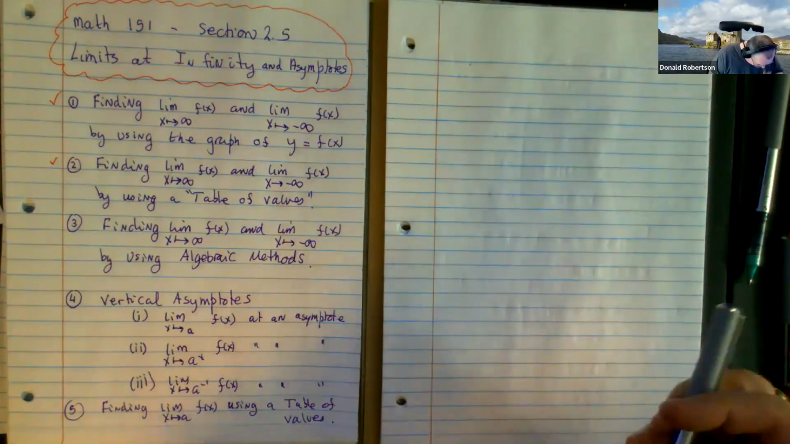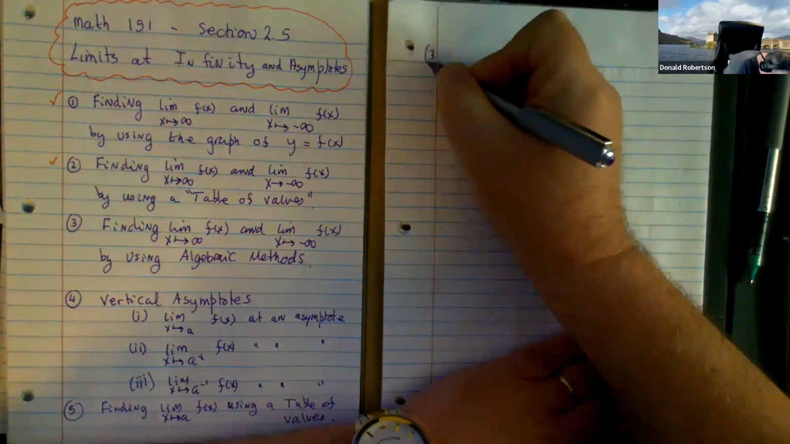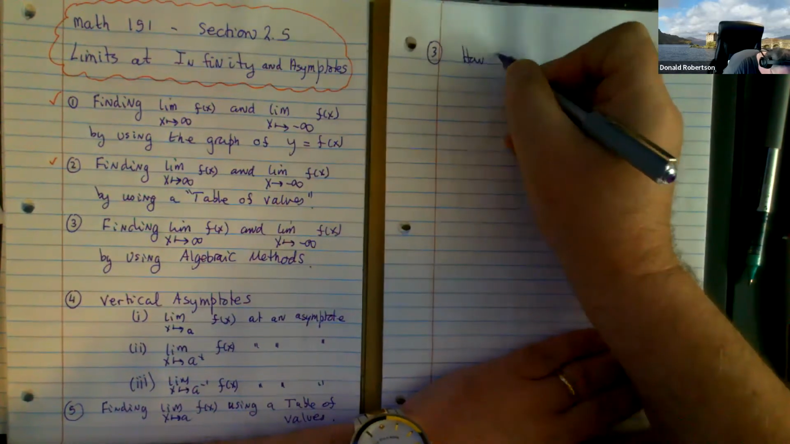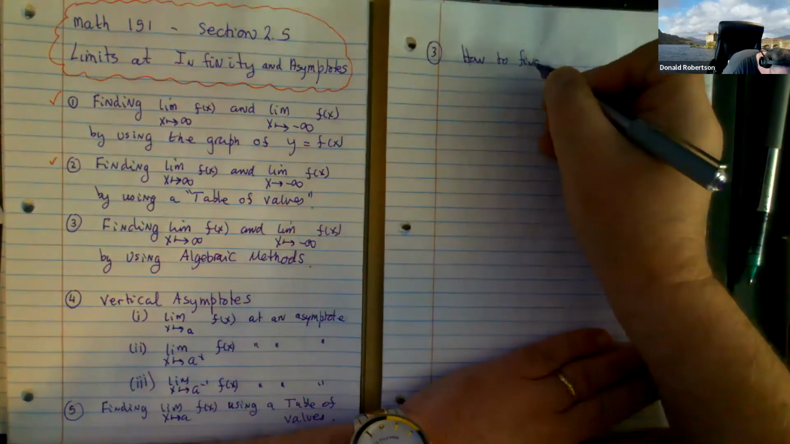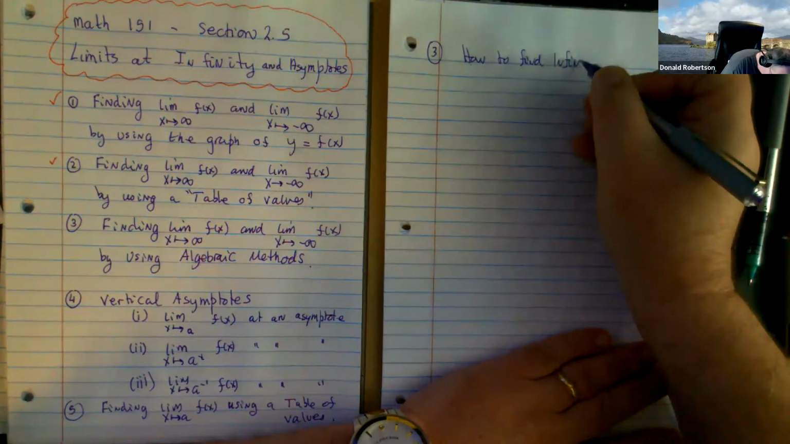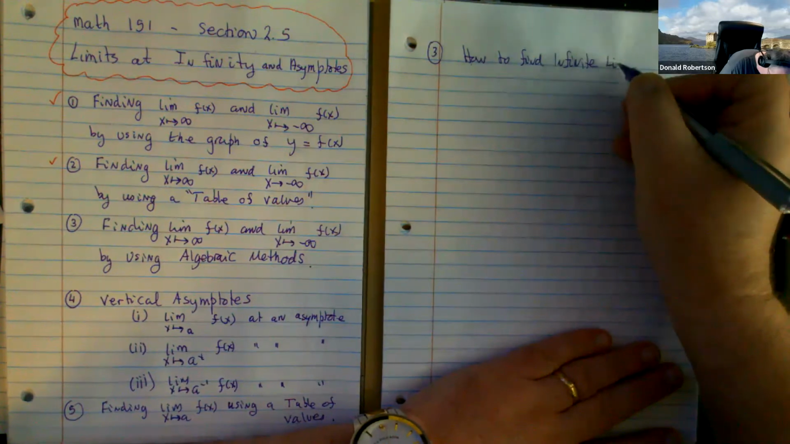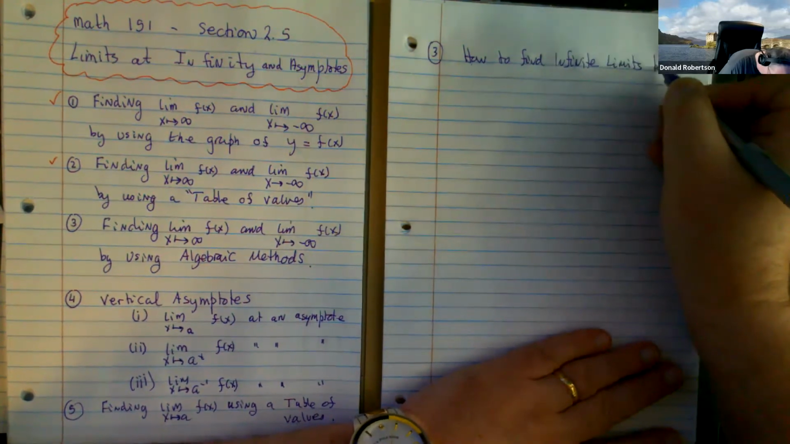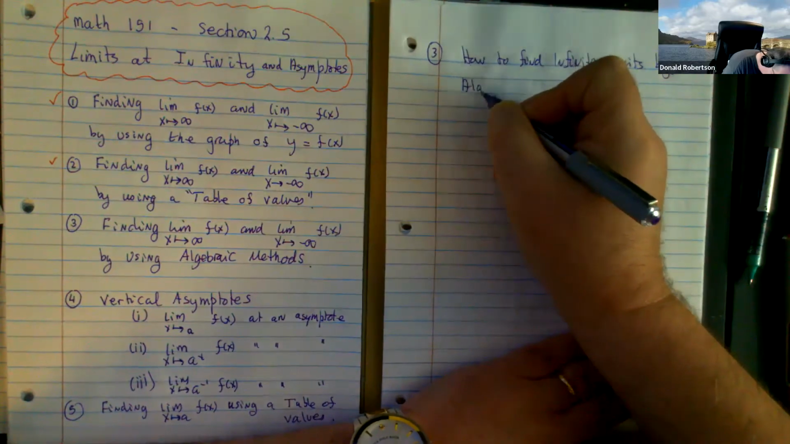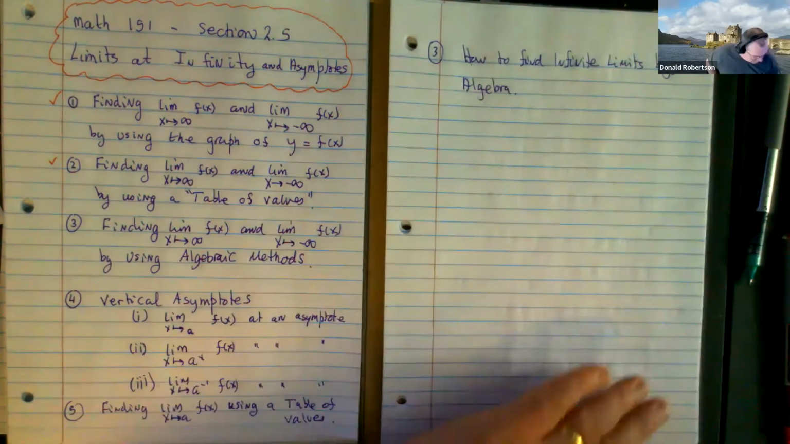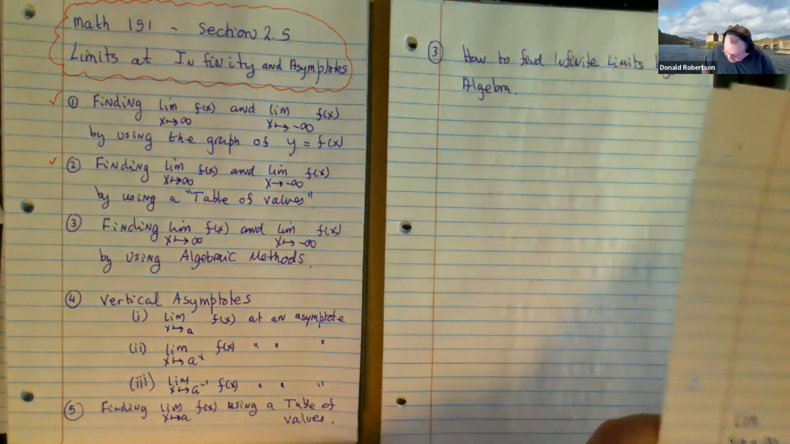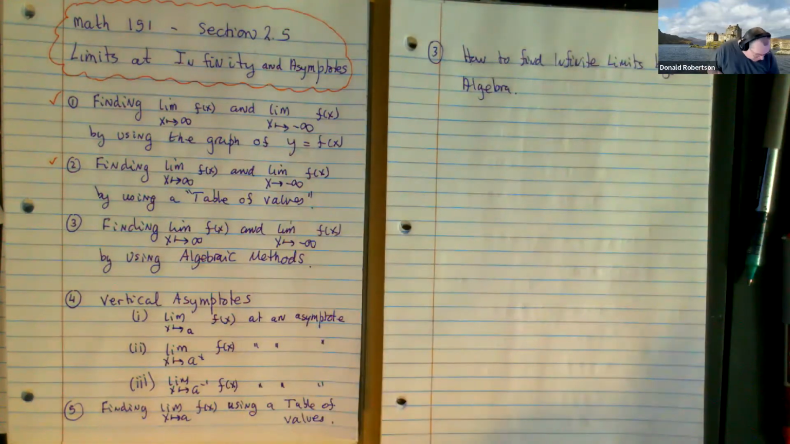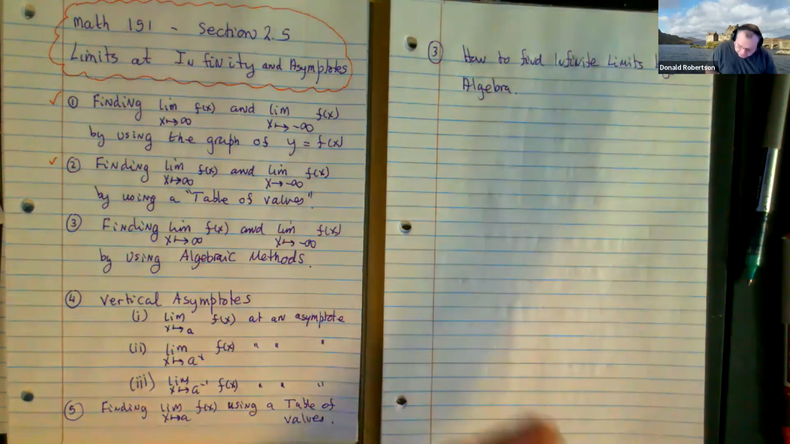Now we're going to do the biggie, number 3: how to find infinite limits by algebra. If you show me a graph of it, I'll tell you what the limit as x tends to infinity is just by looking at it. If you give me a question like find the limit of something, I could do a table of values and estimate it that way. But now we're going to do it through algebra.